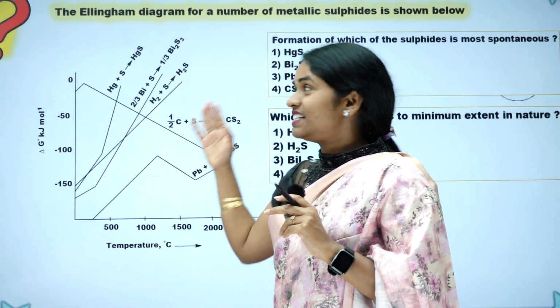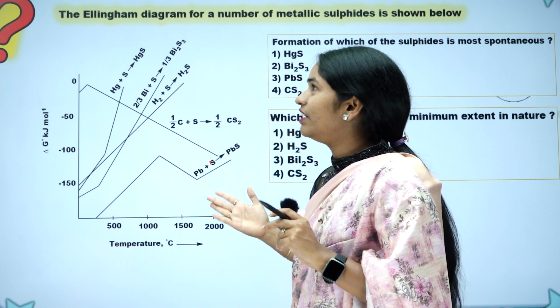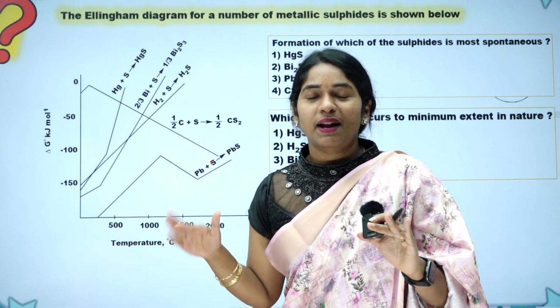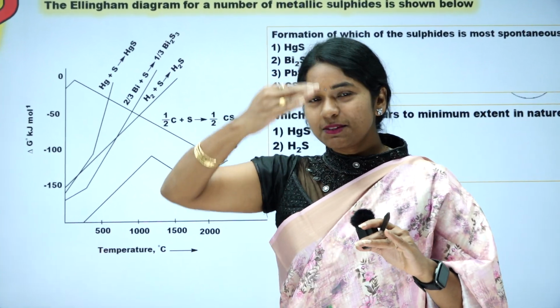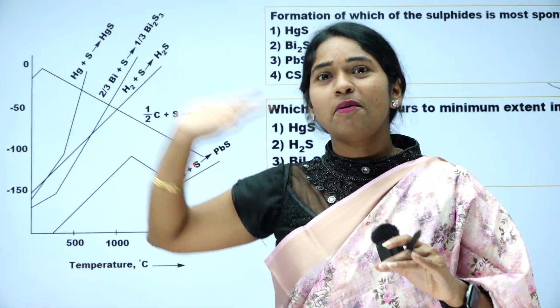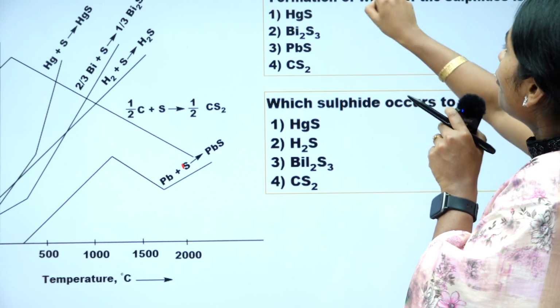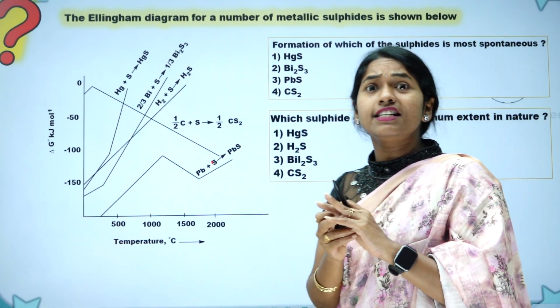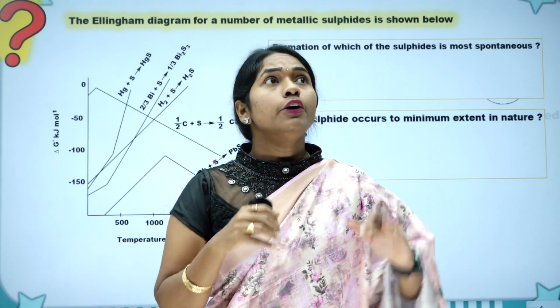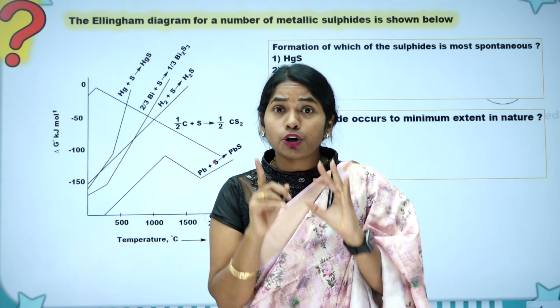Oh my God, by seeing this diagram itself, you might feel, I can't solve the Ellingham diagram. But it is very easy. Let's see what is the point I told you: the one which is present down can reduce the above one. That's it. They're asking, formation of which of the following sulfides is most spontaneous? See, spontaneity, how can you find? To find the spontaneity, delta G should be negative.